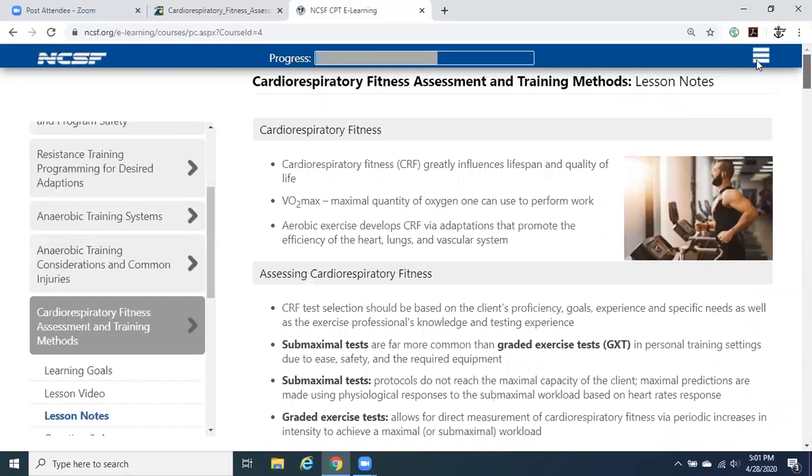All right. And other than that, cardiorespiratory fitness greatly influences lifespan and quality of life. Aerobic exercise develops cardiorespiratory fitness via adaptations that promote the efficiency of the heart, lungs, and vascular system. And that's going to do it for the cardiovascular fitness assessment and training method.